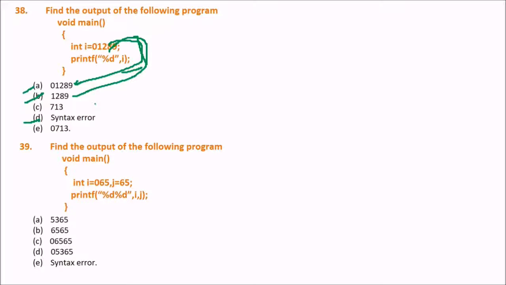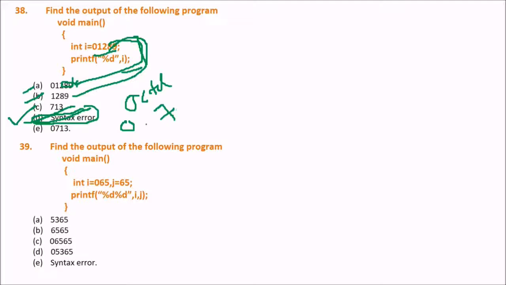The answer is syntax error. Why? Why syntax error? Because of this prefix 0 here, this is an integer value which indicates the octal value. If 0 is there, we say that it is an octal value. So in octal value, you cannot use 8 and 9. You can only use values from 0 to 7, not more than that. So in this case, the problem is 0. So we'll have an error. So syntax error will be the correct answer, D.